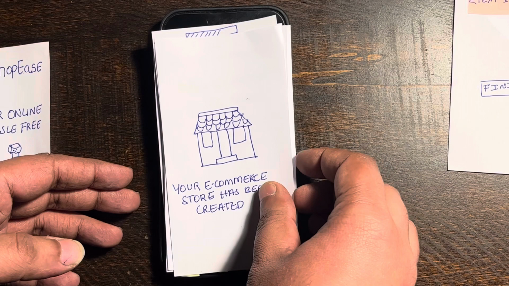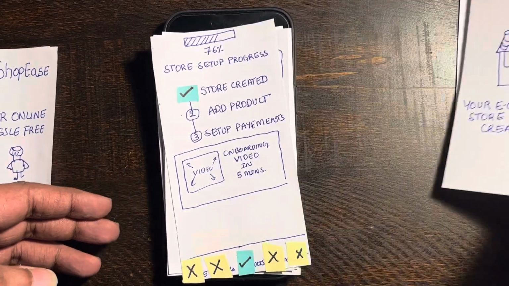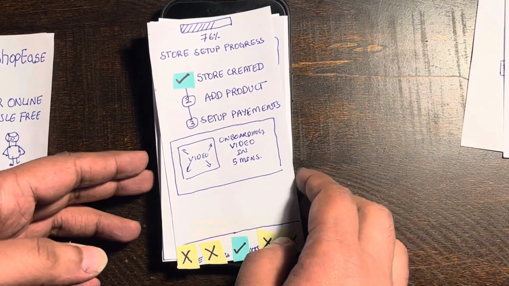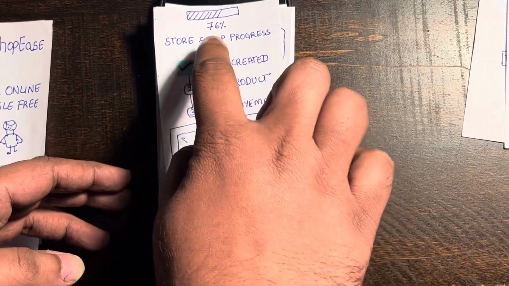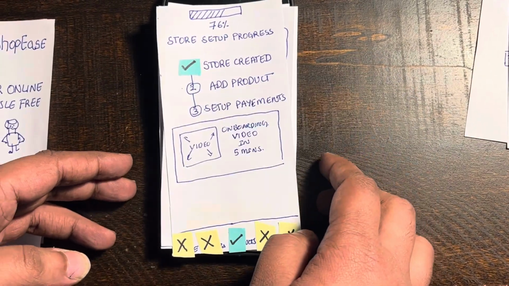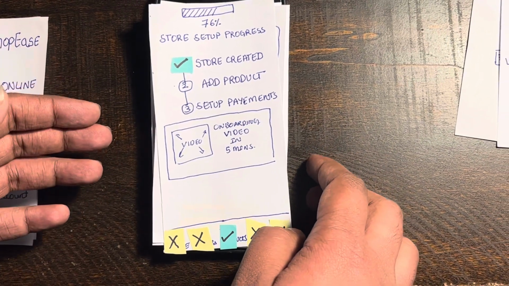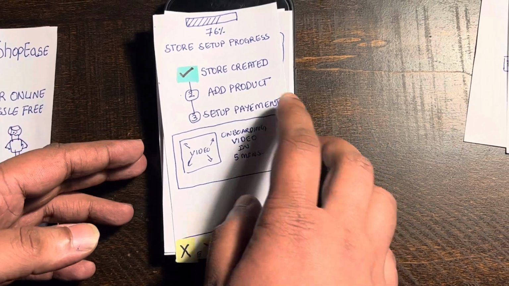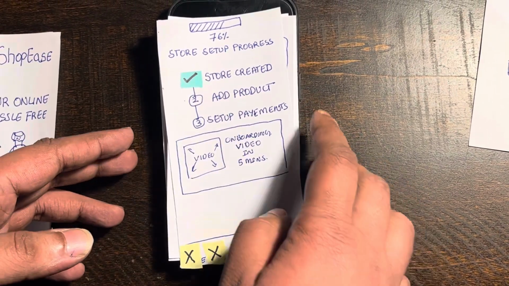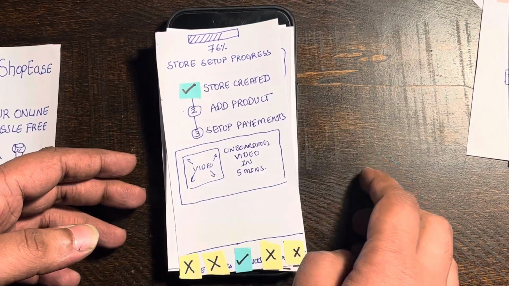Once this message is displayed, they will be moved to this home page. On the home page, the top bar will indicate how much progress has been made in setting up the online store. Then we can see a green check mark indicating that the store has been created.